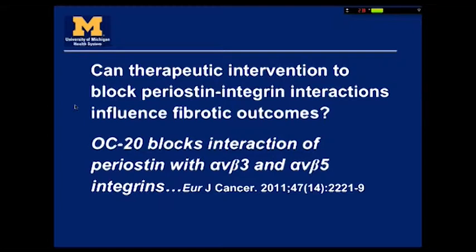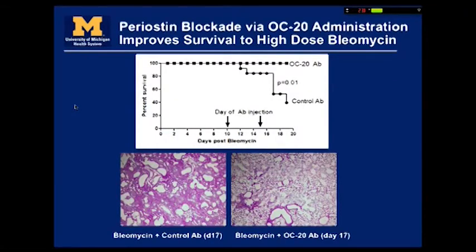And she could show that this could prevent migration of melanoma cells using this particular antibody. And she was kind enough to share it for us. The first experiment we did was a survival experiment. We gave bleomycin to the mice on day 0, waited until after the inflammatory phase, and started giving the OC20 or a control antibody on day 10 or day 15 after bleomycin.